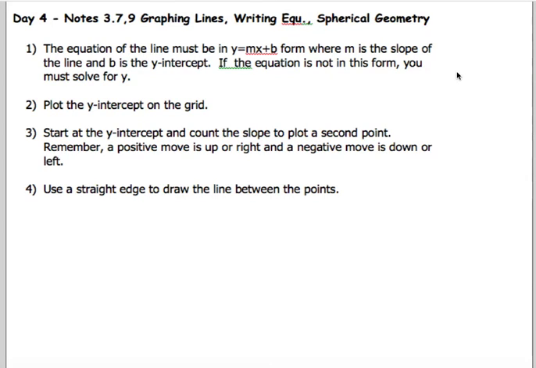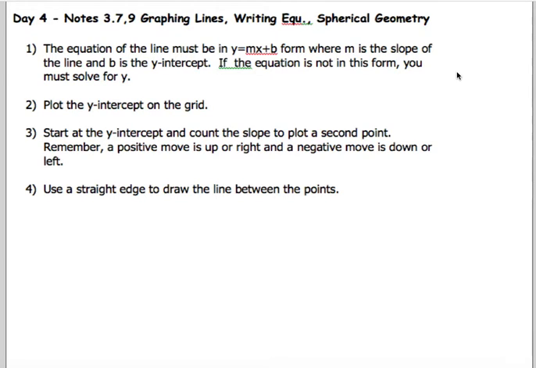So these notes are all about graphing lines and writing equations of lines. There's also some spherical geometry in here, but instead of making videos for the spherical geometry, I would like you to read about it in our textbook, and I'll tell you what pages to look at for that.